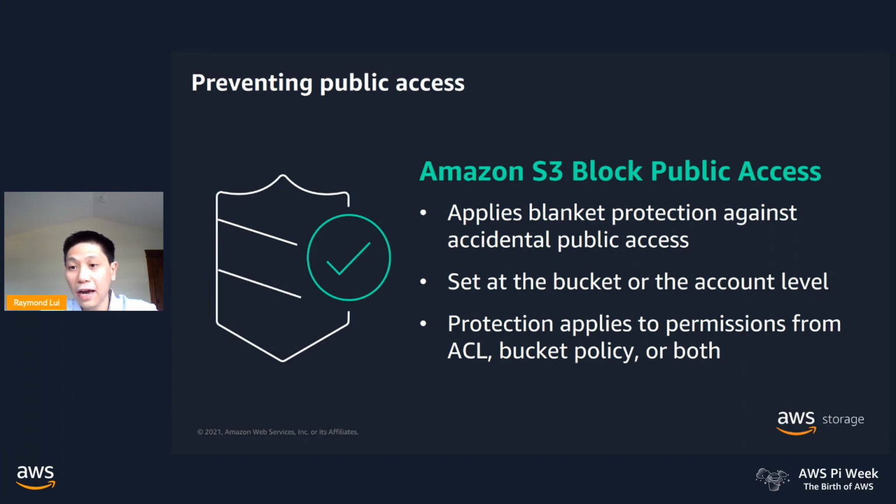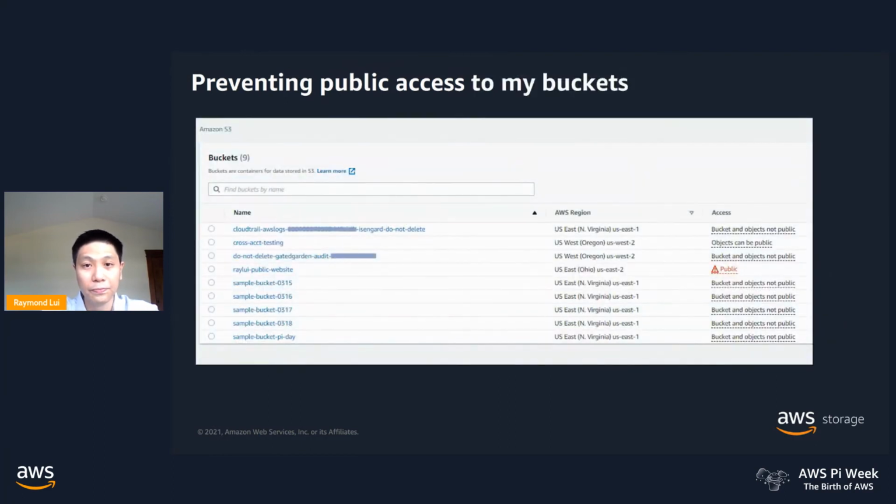Let's go through an example of how Block Public Access helps secure your buckets. So here is an example. In the S3 console, we have a total of 9 buckets. The access column in the bucket overview page shows the status for my buckets. Here we have one bucket that has public access. And we have another bucket that has objects that can be made public.